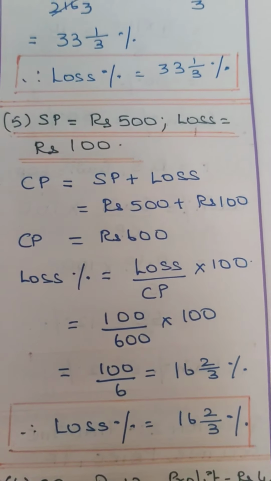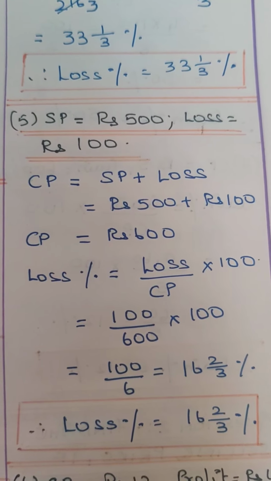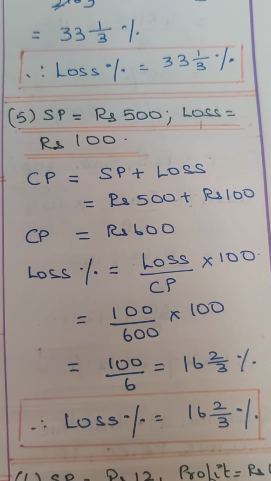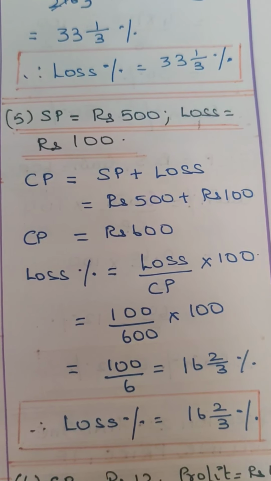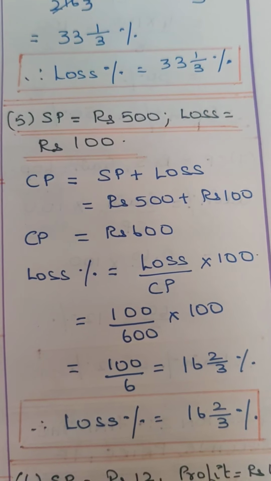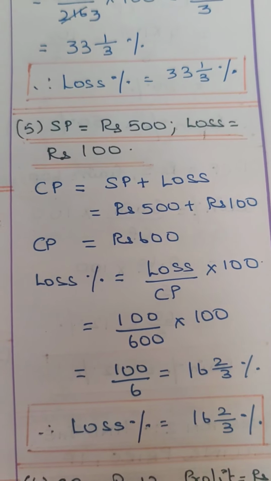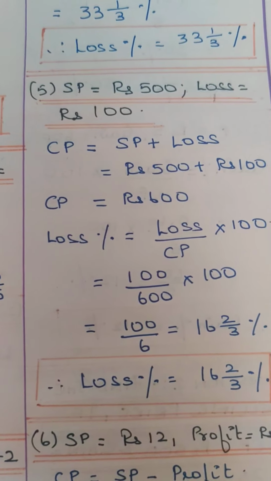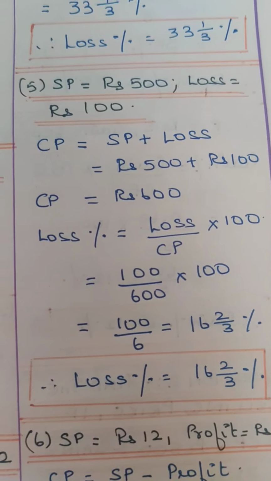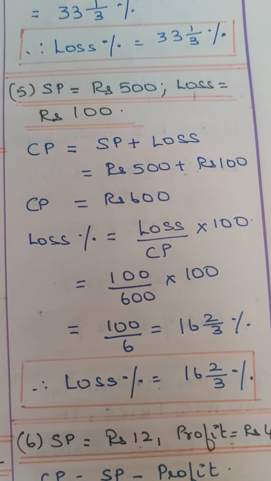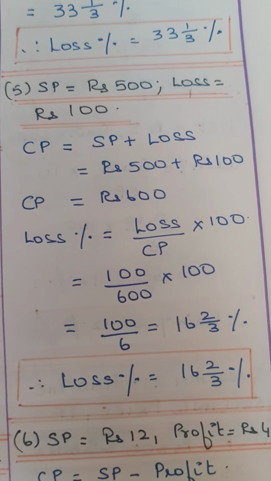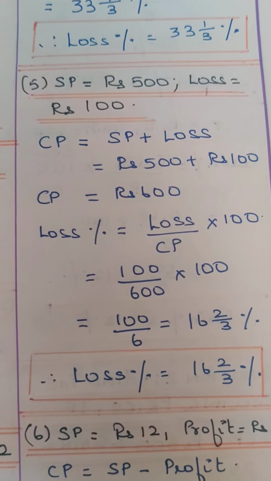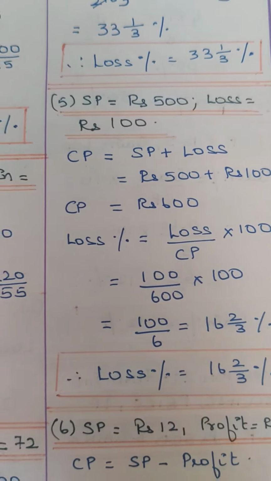Moving on to the fifth sum, selling price is equal to 500, loss is equal to 100. Therefore, cost price is equal to selling price plus loss. Therefore, cost price will be rupees 500 plus 100. Therefore, cost price will be equal to rupees 600. How do you find the loss percent? Loss percent is equal to loss by cost price into 100. That is equal to 100 by 600 into 100. That gives you 100 by 6. That is equal to 16 2/3%. Therefore, loss percentage is equal to 16 2/3%.